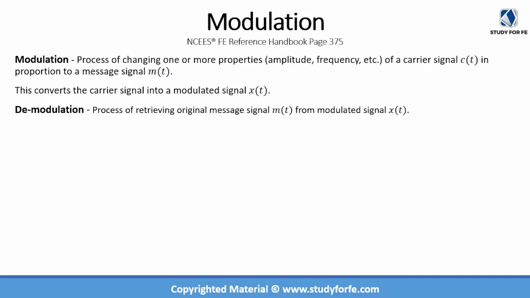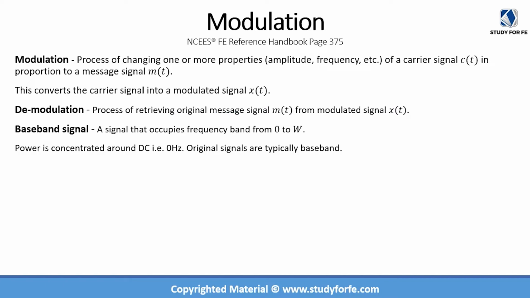Demodulation. Demodulation is a reverse process of modulation where you receive a modulated signal and you retrieve the original message m of t from the modulated signal. Now I will introduce a couple of additional terms because they will help us in our discussion of modulation. The first one is baseband signal.